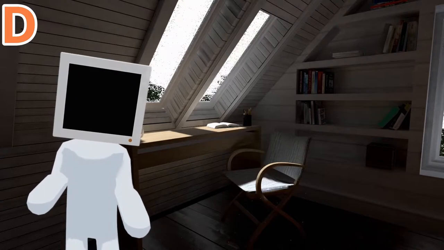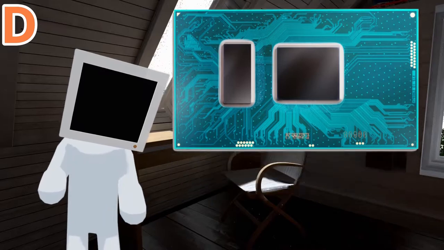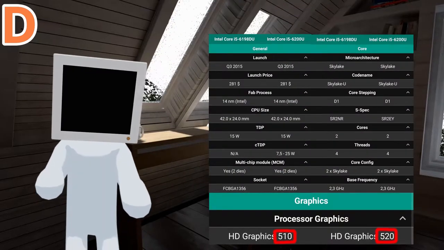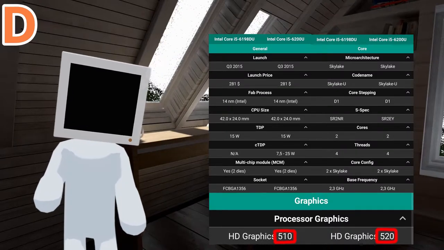There's also what I think is a mobile variant of the P suffix. So far I only found it in the i5-6198DU, which is exactly the same as the i5-6200U, apart from the slower graphics.